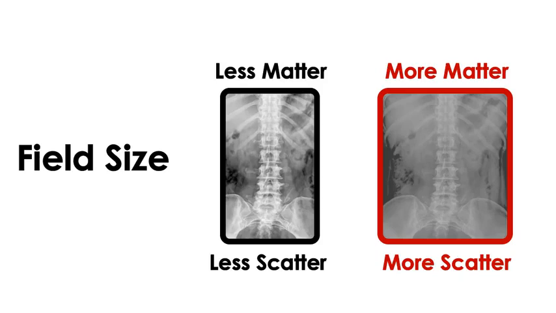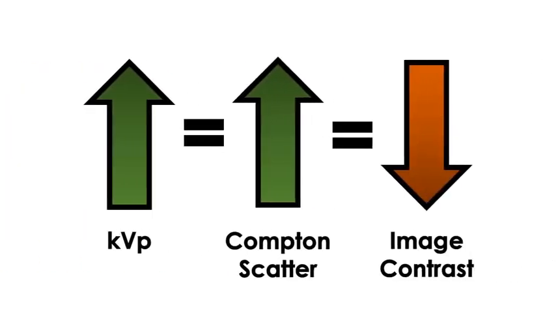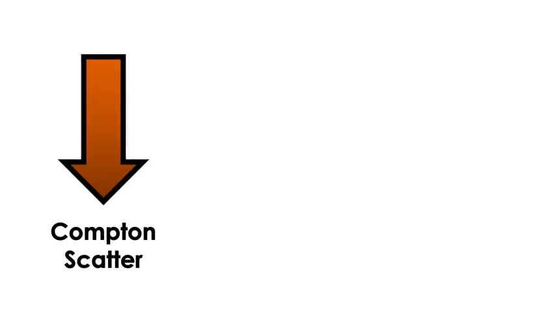One more factor that influences the amount of Compton scattering taking place is the beam energy, which of course is controlled by the kVp. If we increase the kVp, this proportionally increases the amount of scatter and therefore decreases the total image contrast. The ideal situation would be to have as little scatter radiation as possible.